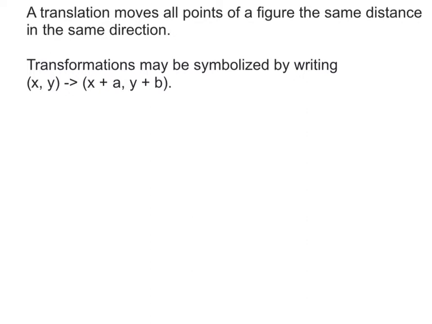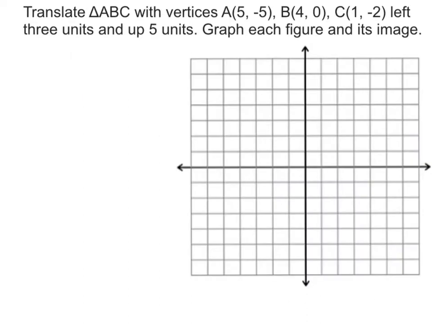So you can see that translations can be symbolized by writing x comma y translates to x plus a comma y plus b. So we're going to add some number to x, so we're going to slide them all over the same amount, right or left, a units. Then we're going to slide them all up or down, b units. Feel free to pause the video to add this to your notes now.